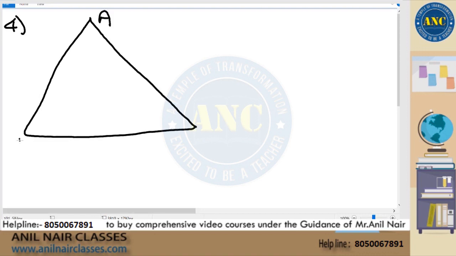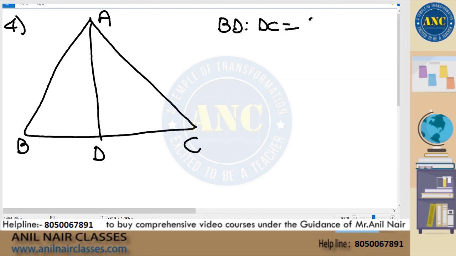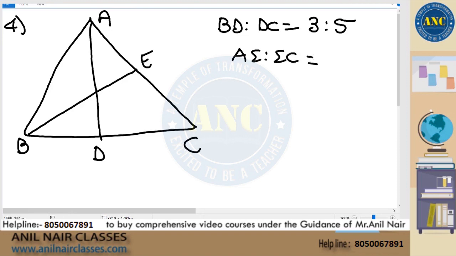So first it is A, next it is B, next it is C, and D is D. So the first one, BD is to DC is 3 is to 5. Next, from B, there is another line, which is AE is to EC. AE is to AC is 5 is to 7. So this point, let me call it as O.